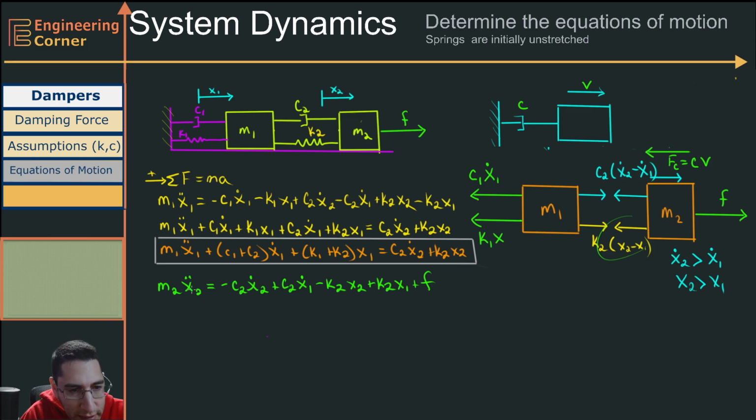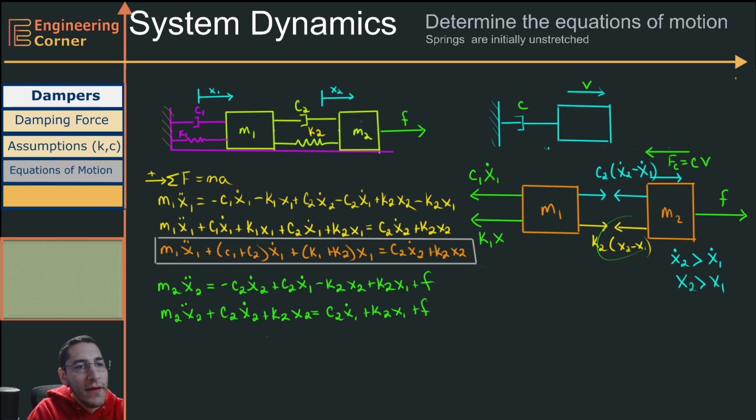Okay, now let's bring all my x2 terms to this side. We're going to have m2 x2 double dot plus c2 x2 dot plus k2 x2 is equal to c2 x1 dot plus k2 x1 plus f. And this is my equation of motion for my second block.